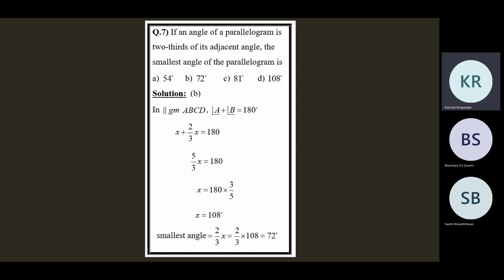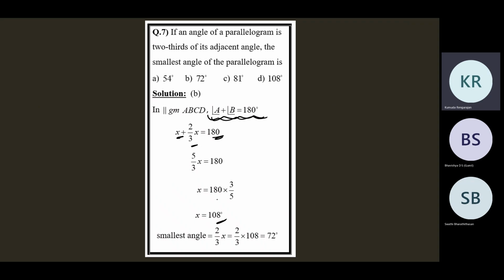So on working this, if you take parallelogram ABCD, you know that the adjacent angles are supplementary. A plus B is equal to 180. If you take angle A as x, then angle B will be 2 by 3x. On taking the LCM, 5 by 3x is 180. X is equal to 180 into 3 by 5. X is 108 degrees.